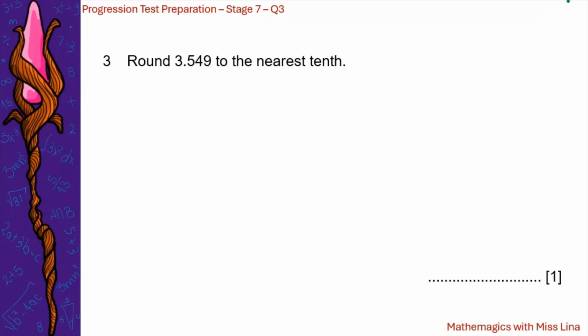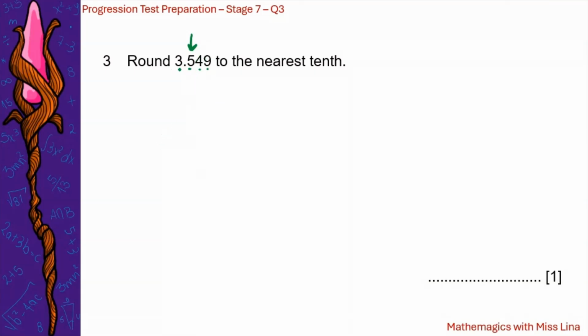Today we're going to check the progression test style question number 3 of the stage 7. This one says round 3.549 to the nearest tenth. So we need to have clear that the position of the tenths is this one. Remember, tenths, hundredths, thousandths. So that means we need to cut the number.